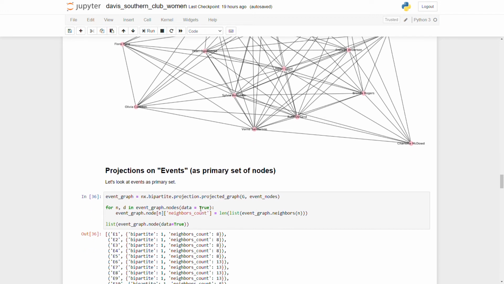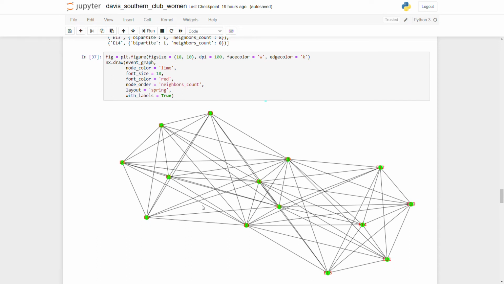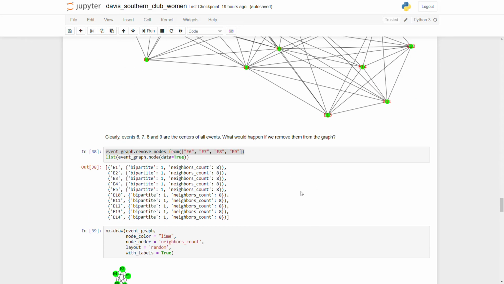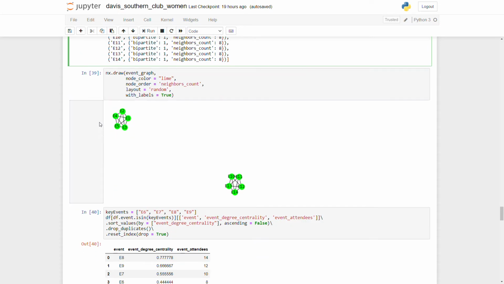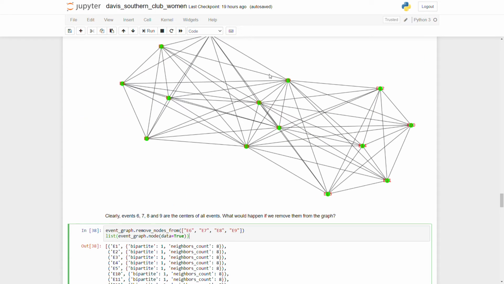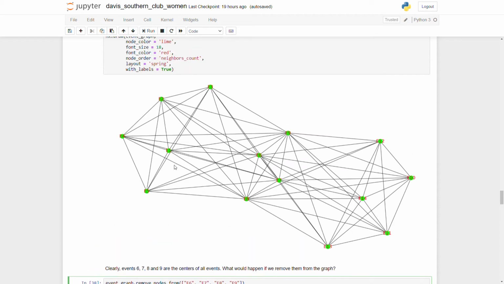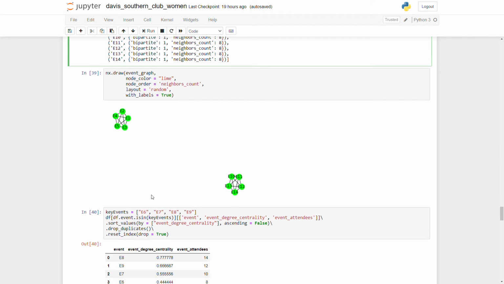And then we look at a projection on just the events, so without the women, so what events were commonly attended together. You can see there's really a grouping of events 1, 2, 3, 4, and 5, a grouping of 6, 7, 8, and 9, and then a grouping of 10, 11, 12, 13, 14. And so we remove these middle events, and you actually see this grouping, 1, 2, 3, 4, 5, and then 10, 11, 12, 13, 14. This goes to show that these are really the ones that connect these two sets of events. So it's almost like these are two different clubs, and then these events were like a mix of those two different clubs.